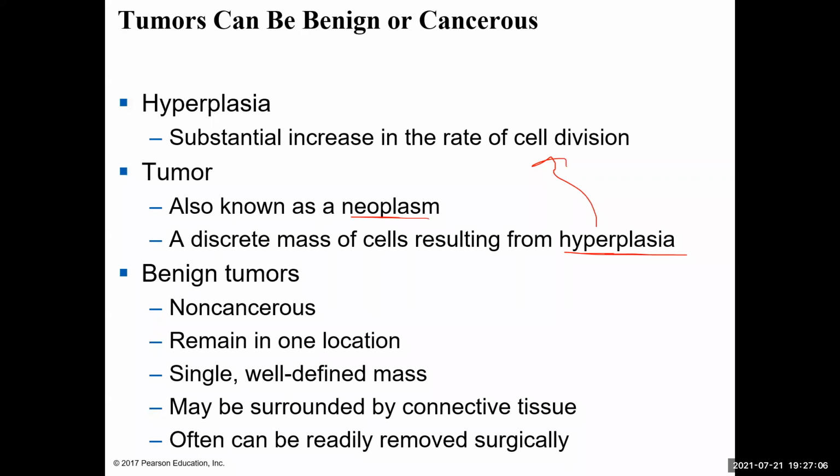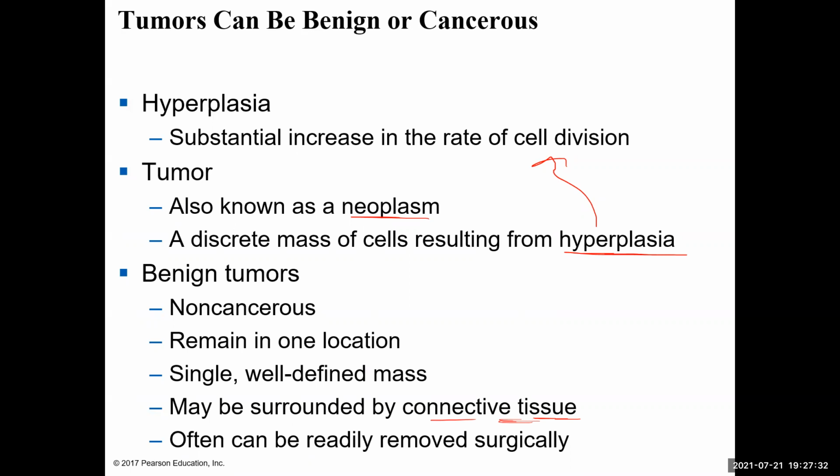Now we can have benign tumors that are non-cancerous. So these are cells that are remaining in one location. They're in a well-defined mass. So those cells that are replicating at a high rate are clumped all together in a pretty well-defined mass, and they could also be surrounded by connective tissue. So that's not always the case, but they can be surrounded by that tissue.